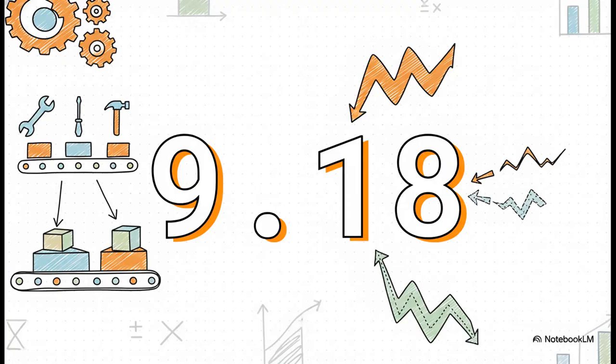So when we run the numbers for Chemetech's experiment, what do we get? We get an F-statistic of 9.18. Think about that. That means the signal, the difference between the methods, is more than 9 times stronger than the random background noise. Wow. Yeah, that sounds pretty big, right?